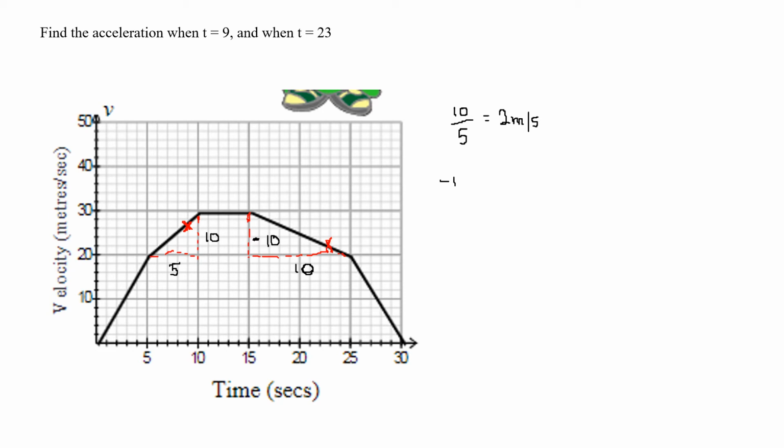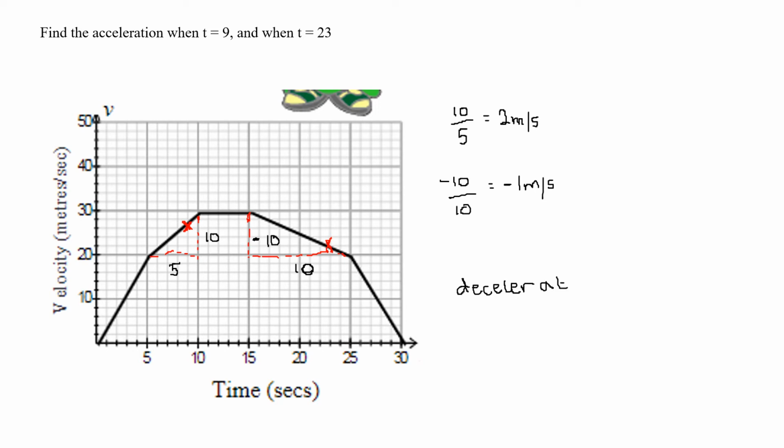So we've got minus 10 over 10. So change in velocity over change in time. And that will give me minus 1 meters per second. Now that's if I'm writing my answer as an acceleration. If they ask for acceleration and the gradient is negative, you must give a negative answer. However, they could also ask you for deceleration.